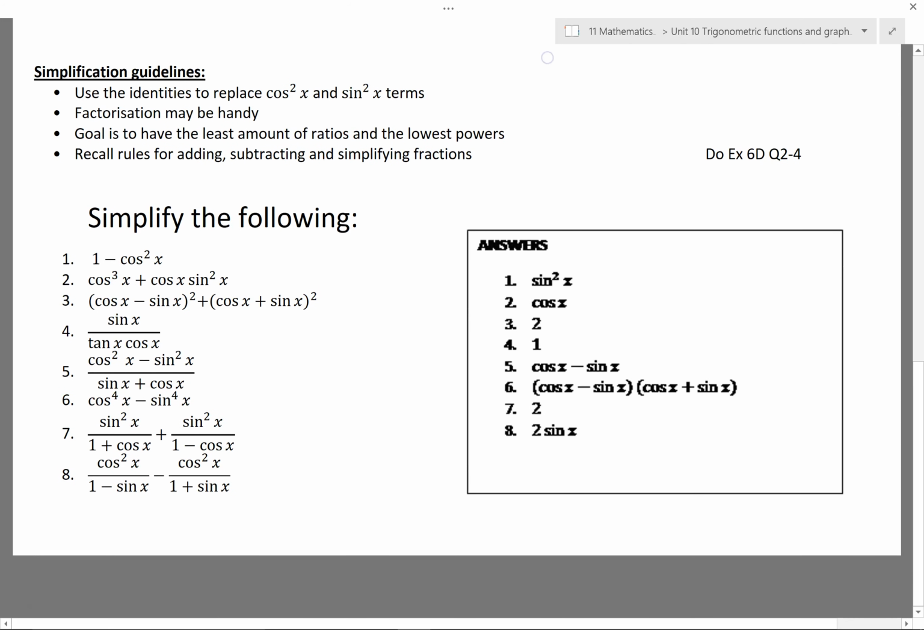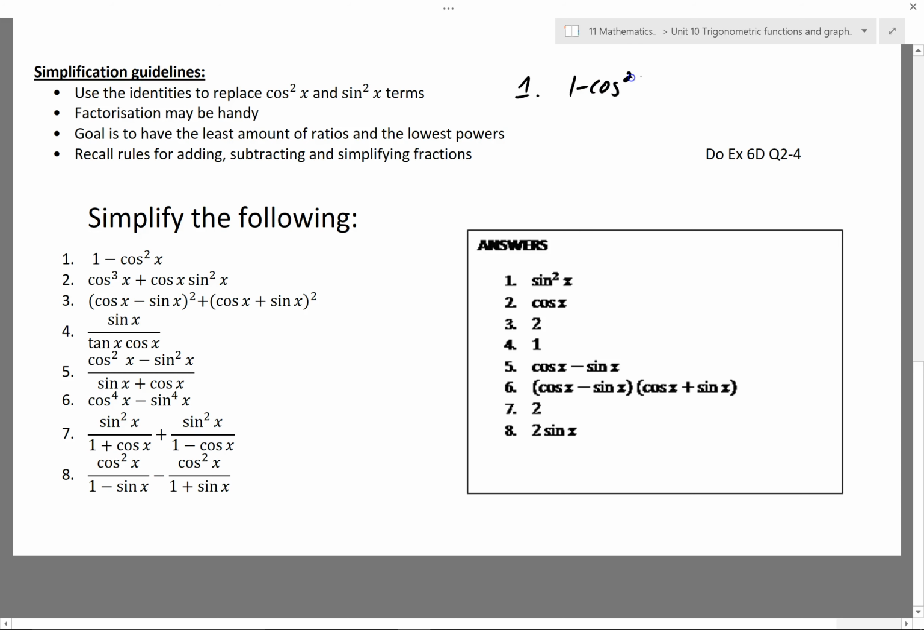A real reason why you'll probably use these identities more realistically is in simplification of trigonometric expressions. When we're simplifying, we want to have the least amount of ratios, so least amount of sines and cosines, and the lowest powers. You'll have to be able to add, subtract, and simplify fractions. You might need to remember how to factorize, and definitely going to need to use those identities. So I'll do question 1 as a demo.